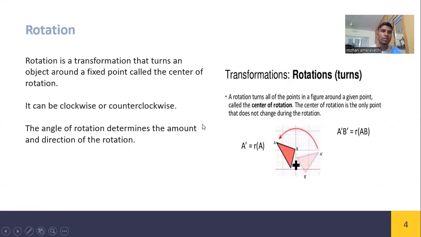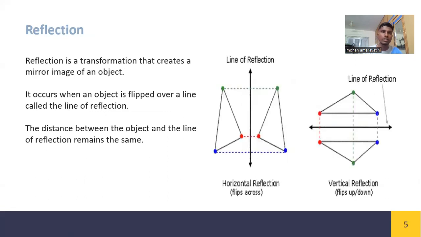Next we go to rotation. This is the rotation transformation, where the object turns. It can be clockwise or anti-clockwise. The angle of rotation determines the amount and direction of the rotation. The rotation turns all the points in a figure around a given point called the center of rotation. The center of rotation is the only point that does not change during rotation.